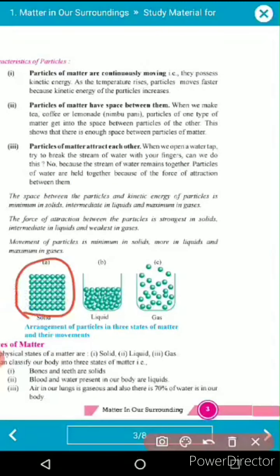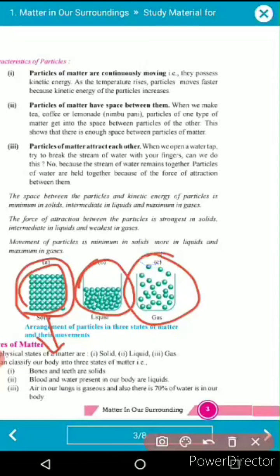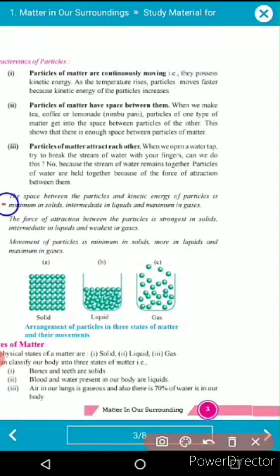That's why in the case of a solid, the particles are very near to each other. In a liquid, the particles are loosely bound. In a gas, the particles are not bound that much, so they are very far from each other. So see, the space between the particles and the kinetic energy of particles is intermediate in liquid and maximum in gases.